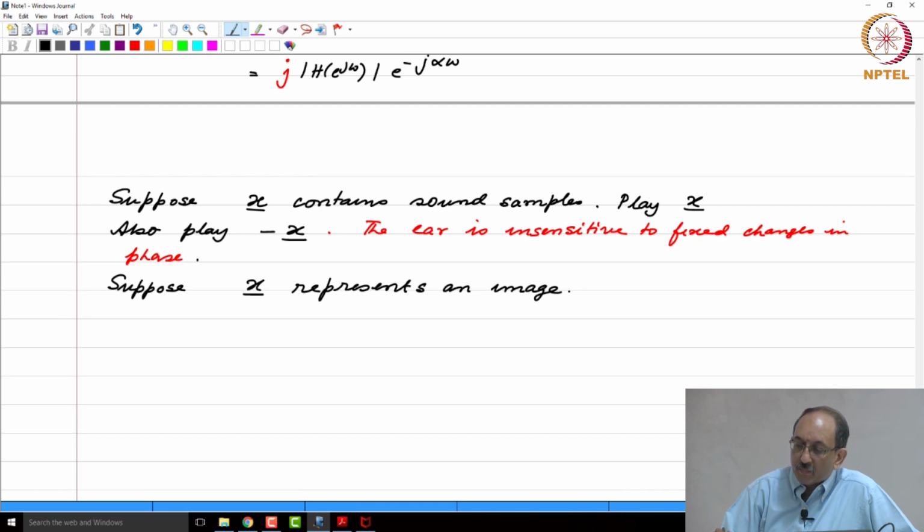Now, suppose x represents an image. In this earlier case, if this were a sound sample, typically this will be a vector, 1D vector, whereas now if x represents an image, it will be a matrix, it will be a 2D variable. Now, you can plot x and minus x. So, what do you think will happen?